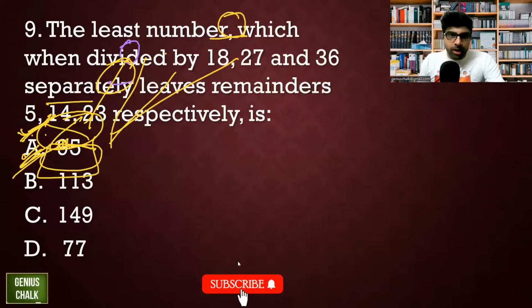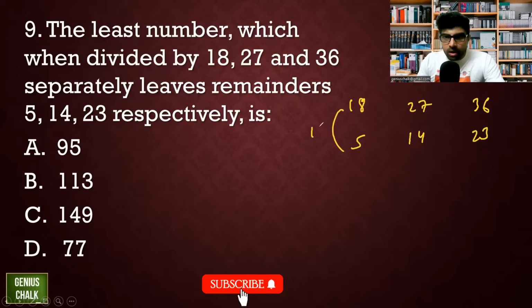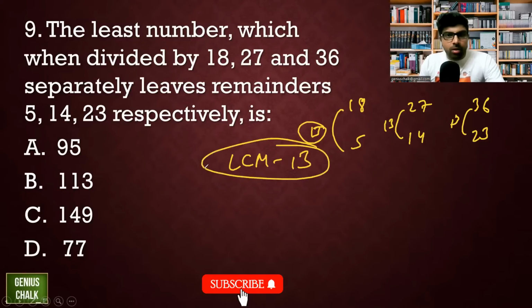So we are using the divisibility approach to solve all these questions. Least number divisible by 18, 27, 36 separately, leaves these remainders separately. So we know the trick. Divisible by 18, divisible by 27, divisible by 36. The remainder is 5, remainder is 14, remainder is 23. This has to be 13. This is also 13. This is also 13. So the correct approach has to be LCM minus this difference of divisor and remainder.